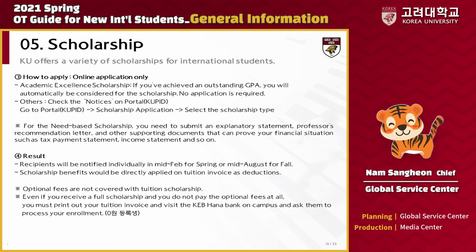If you plan on applying for a scholarship, it will be done online, except for the Academic Excellence Scholarship. If you achieve an outstanding GPA, you will automatically be considered for this scholarship. No application is needed. For the other scholarships, remember to check online on KUPID and on our GSC homepage for more information.